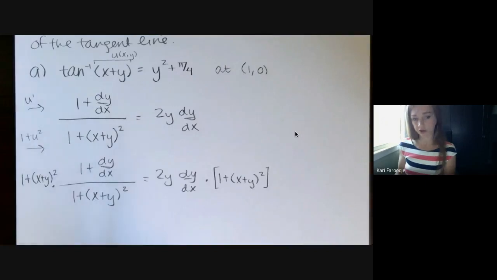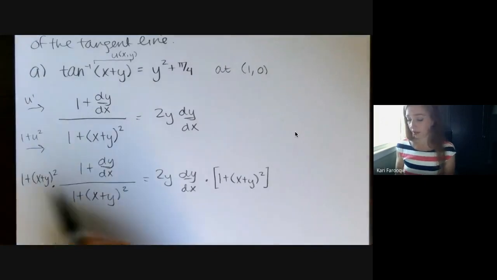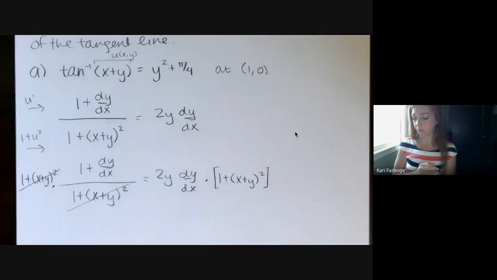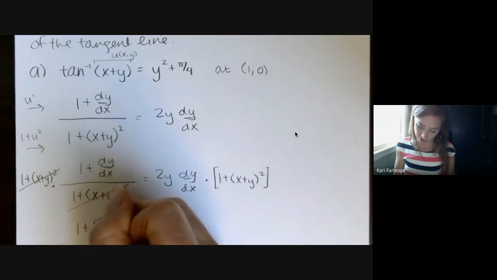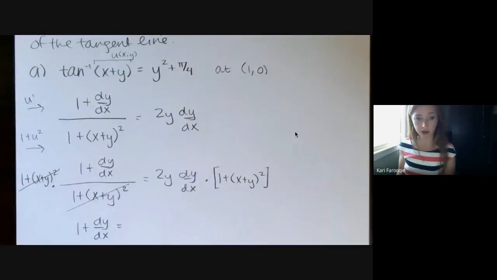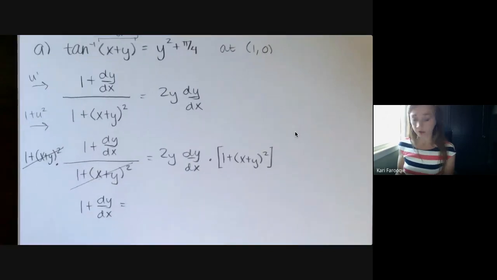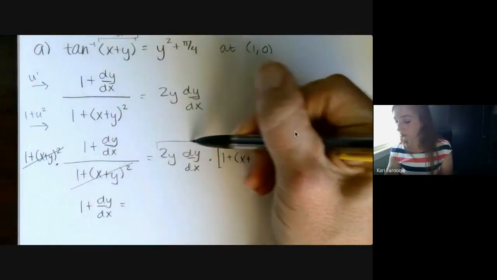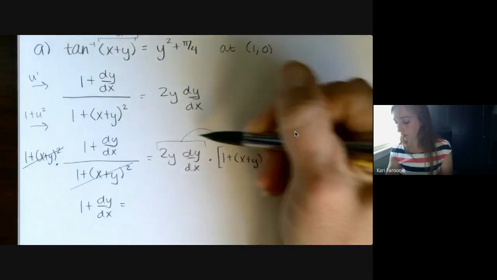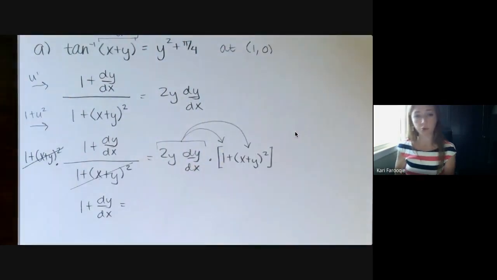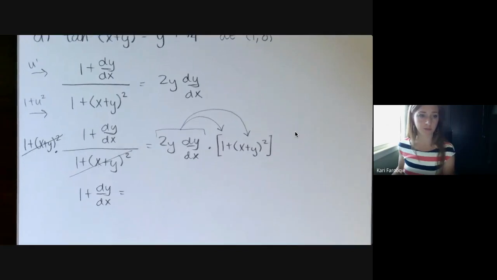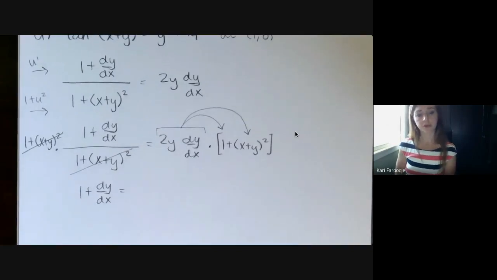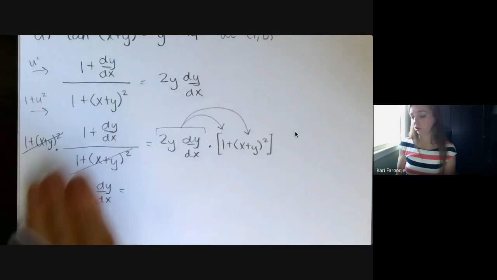Be careful with your grouping symbols, like make sure you have some. And then you can cancel out the 1 plus y squareds on the left. Now, on the left, that's kind of nice for us because it just leaves us with 1 plus dy/dx. But on the right, we're going to have to distribute this quantity into the parentheses because I have more than one term that I'm multiplying by. Before I continue, does anyone have a question about what I've done so far?